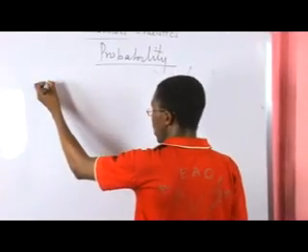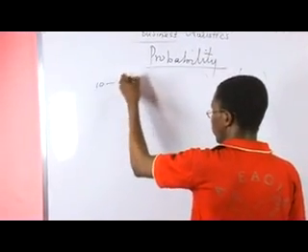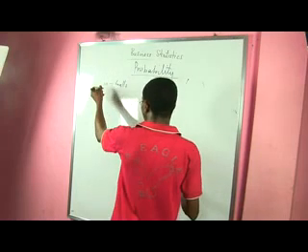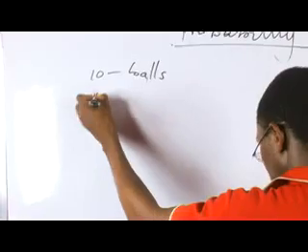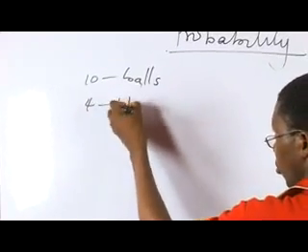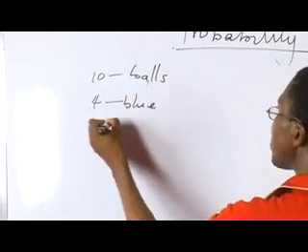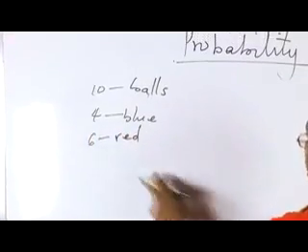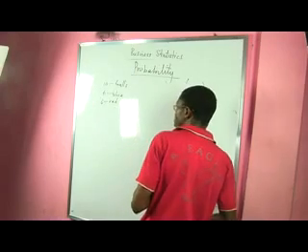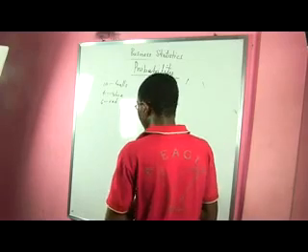Now, to consider that, we said we have how many balls? We have 10 balls in a bag. And then we said we have 4 of them to be blue. That means 6 of them are red. So that means, what is the probability that both are red?